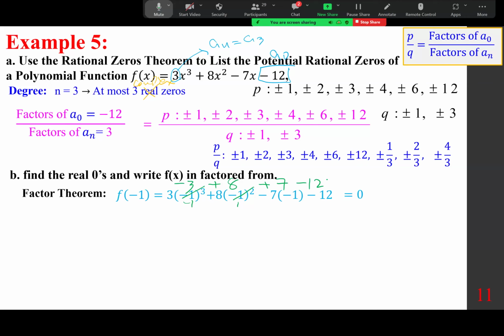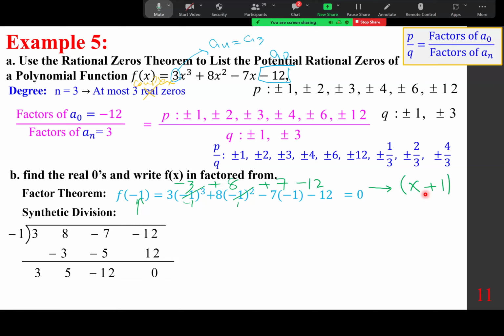We found one answer. This means the factor x plus 1 is there. This polynomial can be divided by x plus 1 and give us the remainder 0. Because we found that, we are going to do synthetic division to find the result when we divide by it, which becomes a second degree polynomial or quadratic. So let's do that.